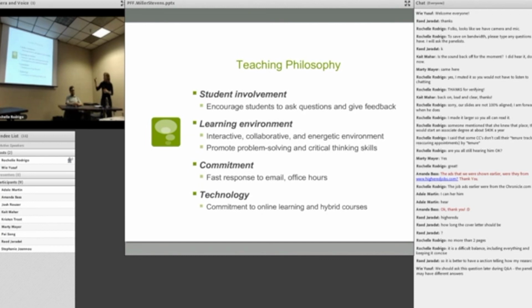But you could just highlight 4 main things that are important to you and then elaborate a little more, like student involvement, the learning environment you like to create, your commitment towards students, your use of technology in the classroom, and just briefly go over that during your presentation.